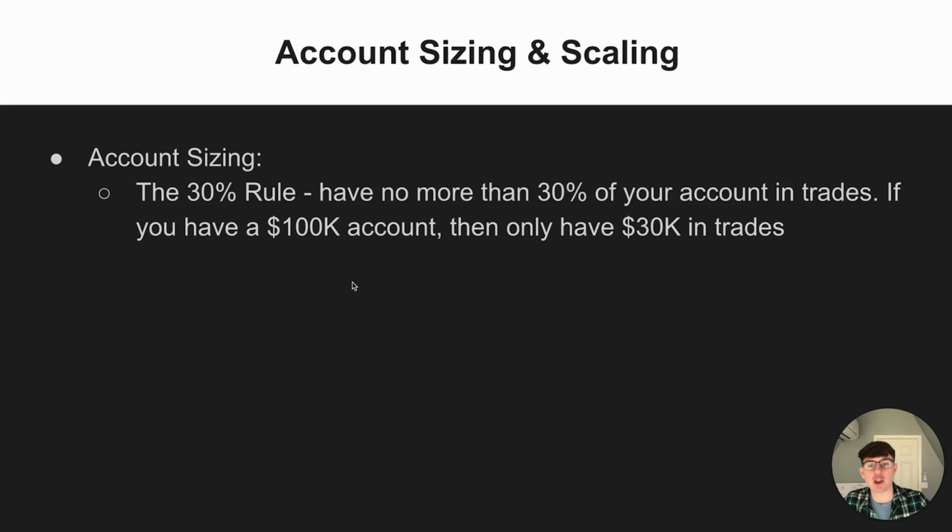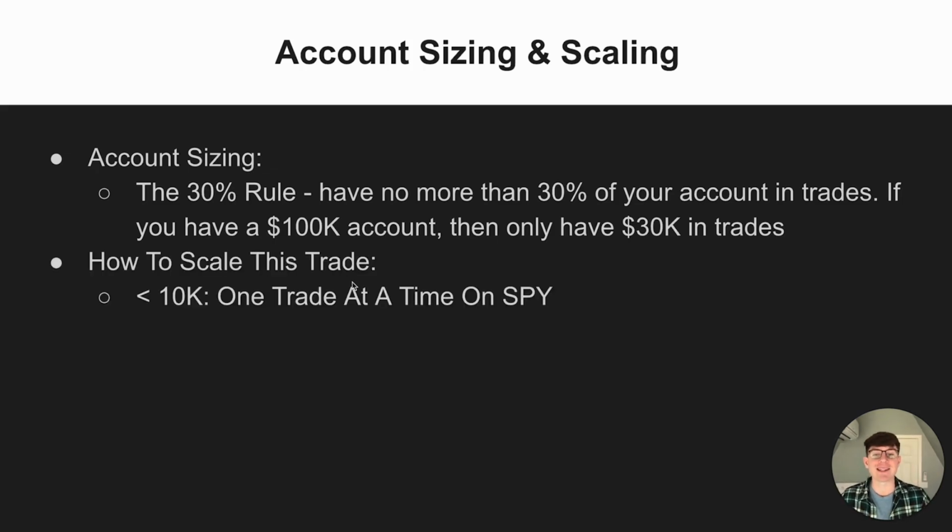We need to keep in mind the 30% rule. This really helps keep our account balanced and makes sure that we're not trading more than we should. You should have no more than 30% of your account in trades. This means, for easy math, if you have a $100,000 account, you should have no more than $30,000 of it in active trades.